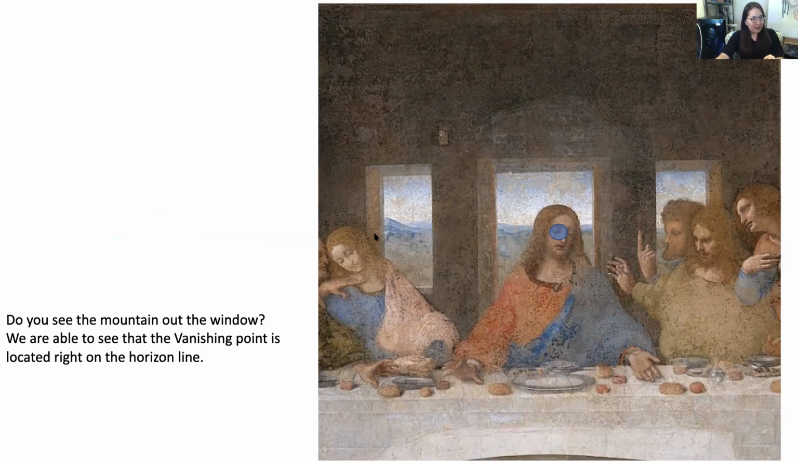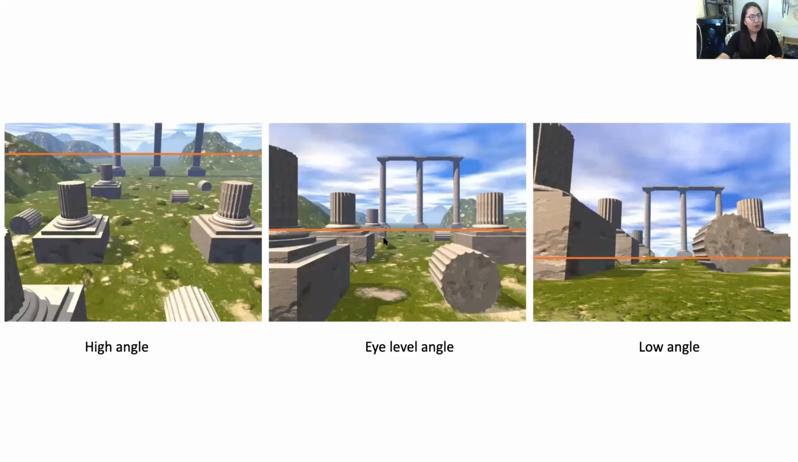If you look at Leonardo da Vinci's painting, you will see out the window where his vanishing point is. It perfectly aligns with the horizon line. You see that? Right. So let's go ahead and move on to why horizon line placement is important. It's because objects look different depending on eye level, which changes the horizon line location on your page.